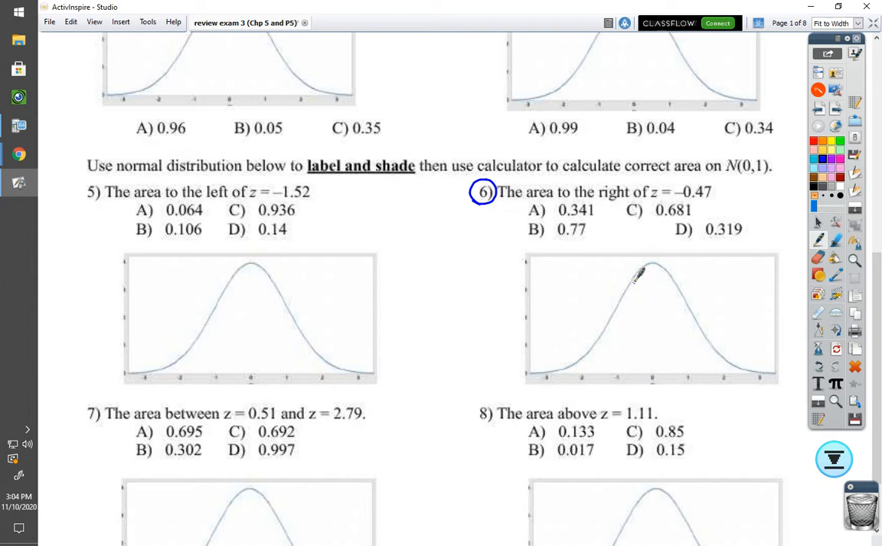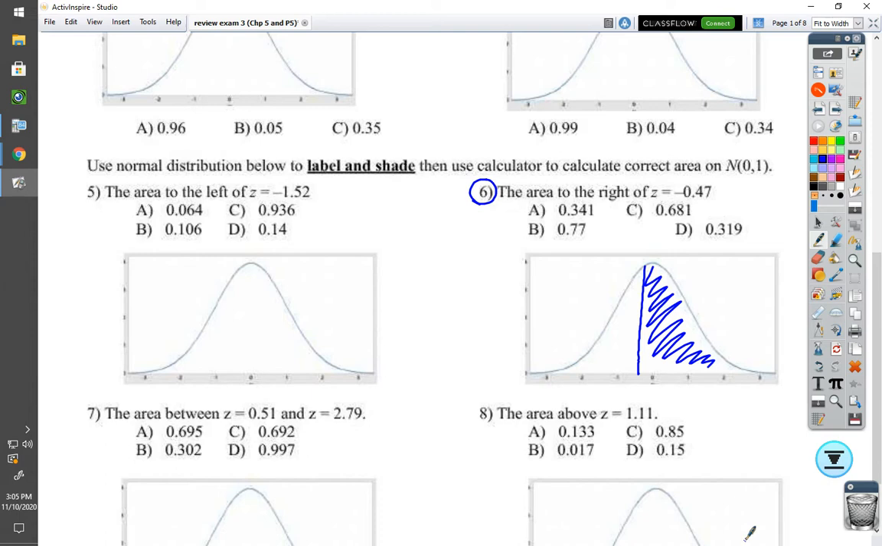So first of all, negative 0.47 is approximately here between negative 1 and 0. A little off on that, so I'm going to move it over just a little bit. That's a little bit better. And I'm doing the area to the right. Now, if I narrow this down, it can't be letter A, and it can't be letter D. Now, whether it's C or whether it's B, that makes it a little bit harder.